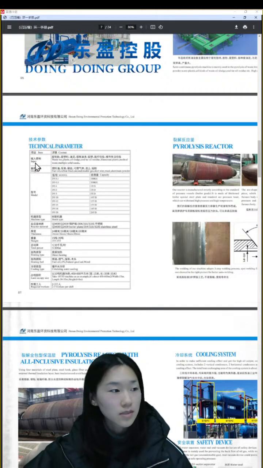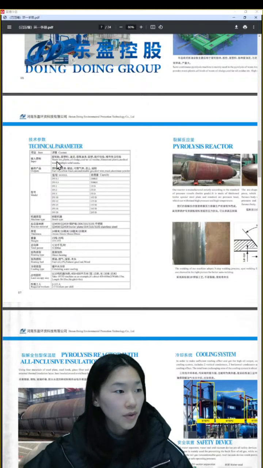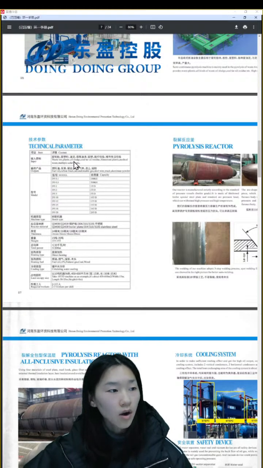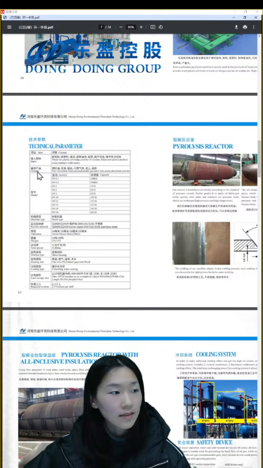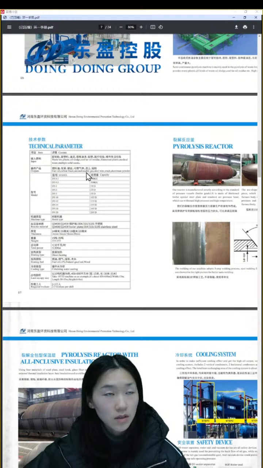About the inputs, the pyrolysis inputs, you can use waste tire, plastic, oil sludge, coal tar oil residue, aluminum plastic, medical waste, multiple solid waste. And the outputs, you can get fuel oil, carbon black, tail gas. The tail gas will return to the pyrolysis reactor to reheat the reactor.